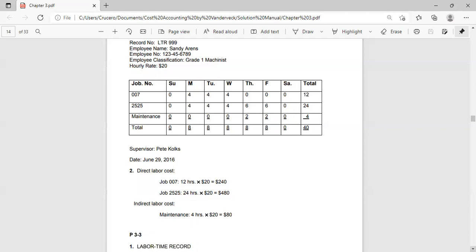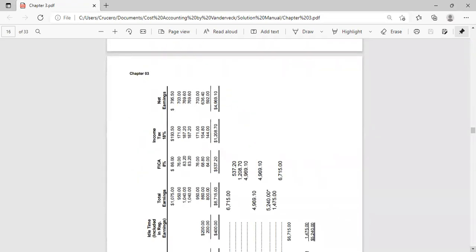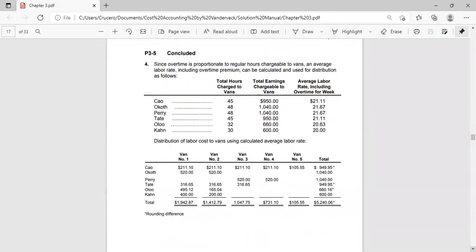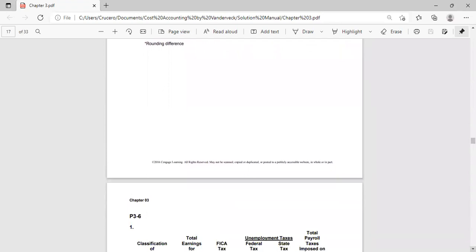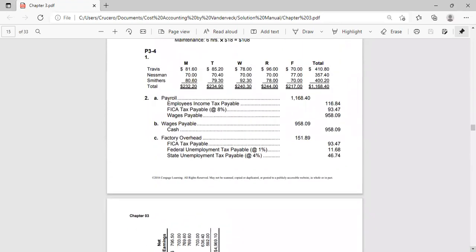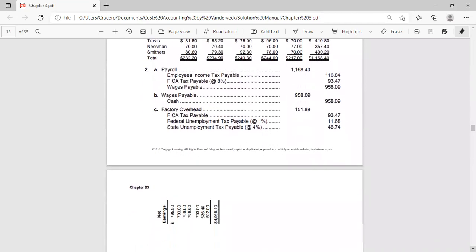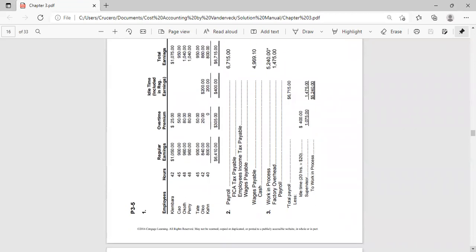So we have now 3-1 and 3-2. Now we go to 3-5. We have 3-5. This problem I already assigned. So take note of 3-5. What does problem 3-5 ask for? Okay.